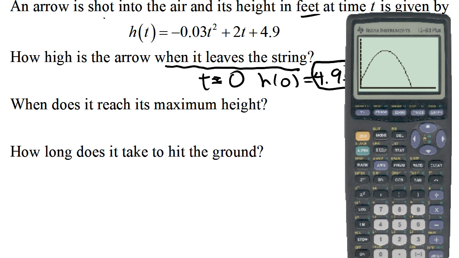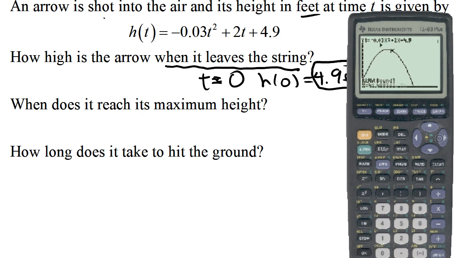So we're asked, when does it reach its maximum height? With the calculator, we can find this. Above the trace button again is C, that's calc. We're going to calculate the maximum of this parabola, and that's number 4 here. Hit the number 4, and we need to go to the left of that maximum. So just arrow over until the cursor is past the maximum on the left. Hit enter. Arrow over until the cursor is past the maximum to the right. Hit enter, and then make it guess.